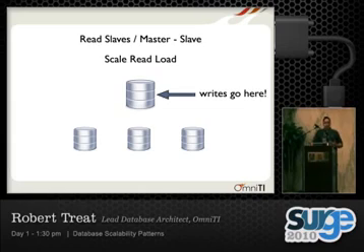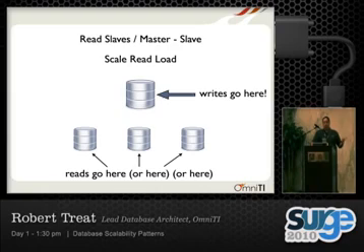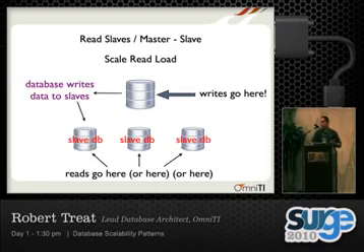Those writes are then propagated out to slave machines. Usually this is done by the database itself. It's traditionally been done that way at least. It doesn't have to be. But it's propagated out to the slaves, and then you go ahead and read from the slaves. Nothing really earth-shattering there.